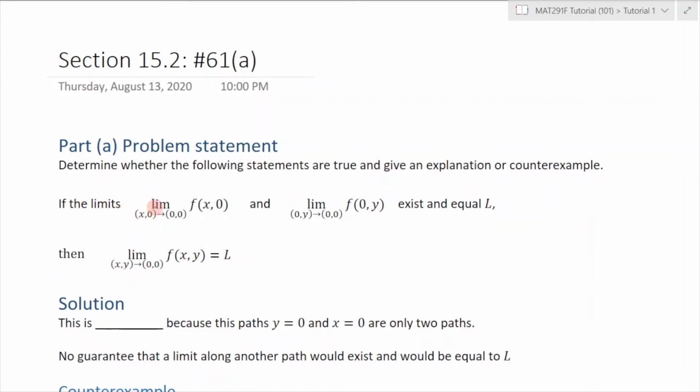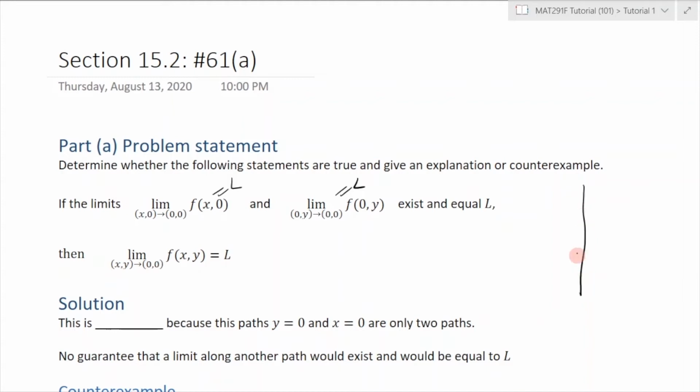If the limits of this function f of x, y along a path where y equals 0, you see this y equals 0, and x approaching 0, and this same limit, but now with x equal to 0 and y approaching 0, exist and equal L. So these two limits equal L. Then the limit of this function as (x, y) approaches (0, 0) equals L.